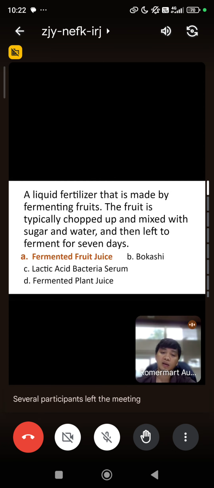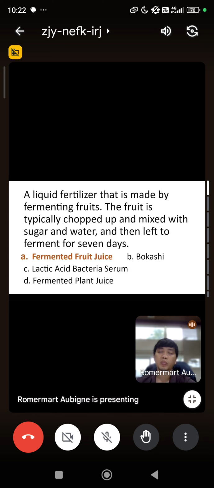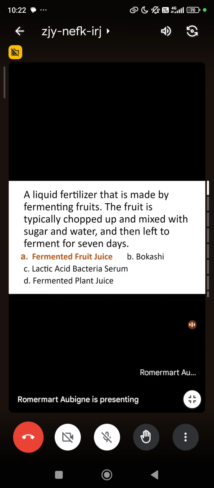Then the fish amino acid, FAA, is a liquid fertilizer that is made by fermenting fish scraps such as heads and bones, and we also add the solution in water and sugar. Fermentation breaks down the fish scraps and releases amino acids, which are the building blocks of protein. FAA is high in nitrogen, which is important for plant growth and leaf development.